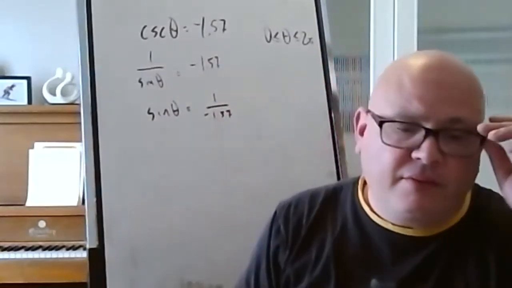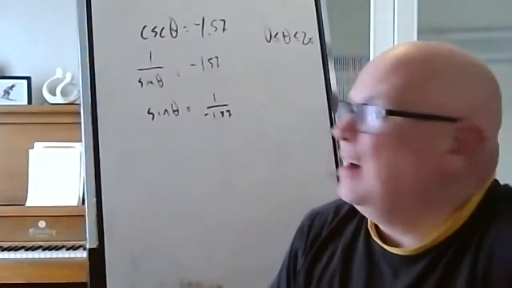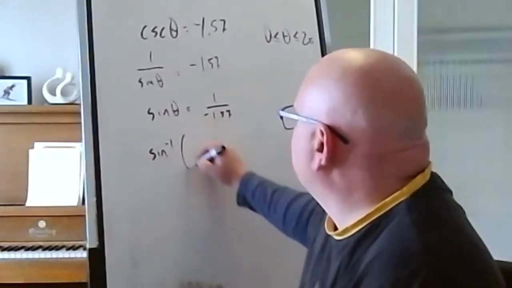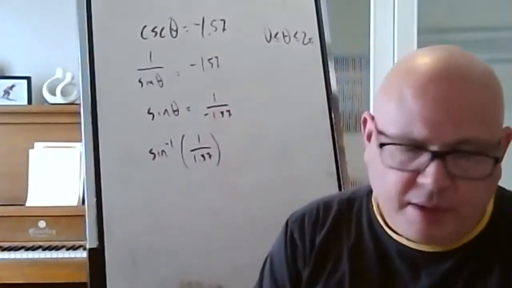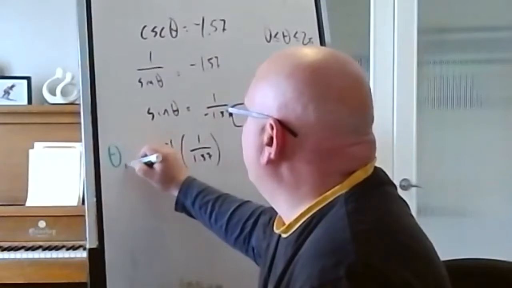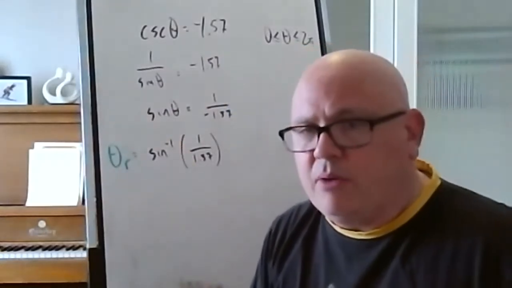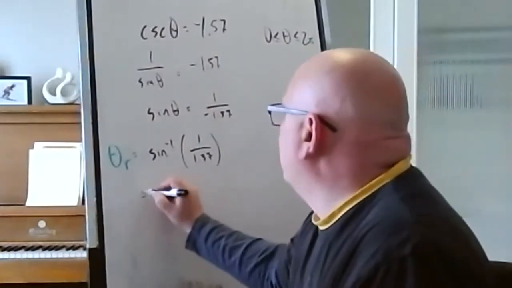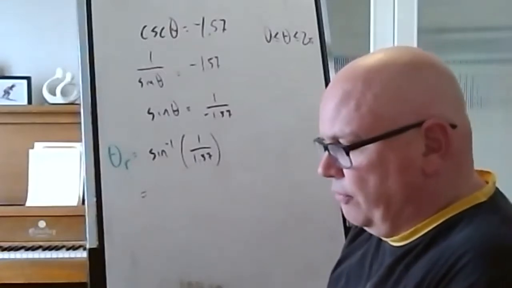sine theta is equal to one over -1.57. Our next step, remember, is going to be sine inverse of this, but we're going to take the positive one. Why are we going to take the positive one? Because this ends up being equal to theta r. If we always look for the positive one, it's not going to mess around with us. We are going to apply the quadrants that we get. Sine needs to be negative, so we know that it's going to go down to quadrants 3 and 4.